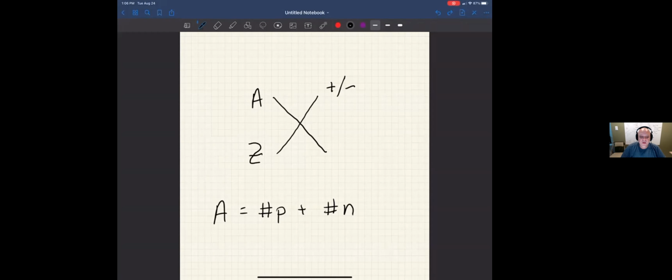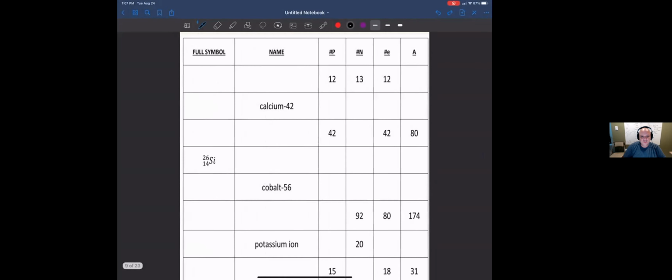if there was one. Remember that the mass number A is always the sum of the number of protons plus the number of neutrons. So if you have the mass number A and you know the atomic number Z, you can subtract Z from A, and that'll get you the number of neutrons. Now, let's take a look at the chart here.